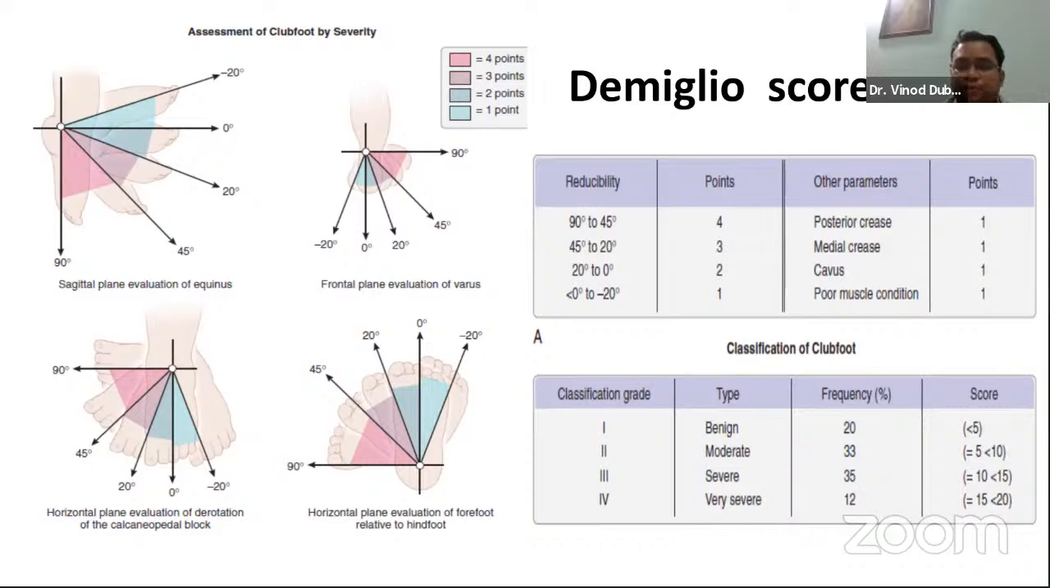And then there are a few scores like posterior crease, medial crease, cavus, and poor muscle condition. They each have 1 score. So the maximum score is 20 and the minimum is 5, 4. They have graded it like benign, moderate, severe, and very severe, and most of the deformities fall in the moderate to severe variety.